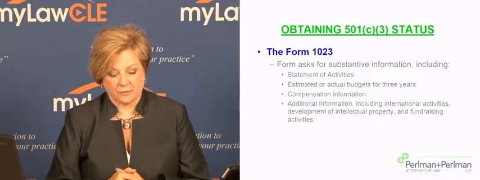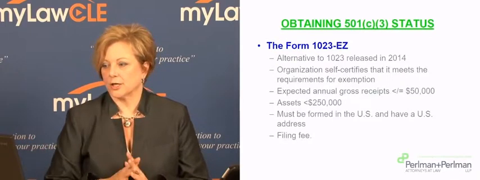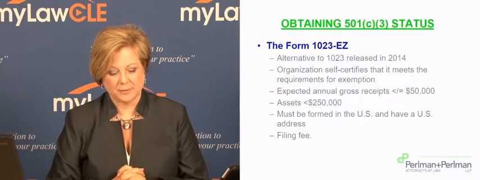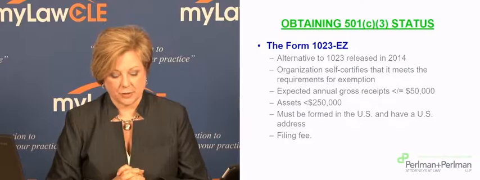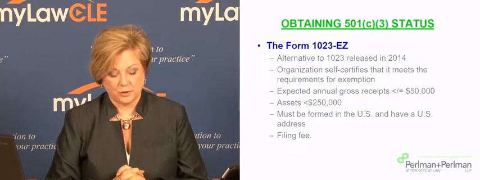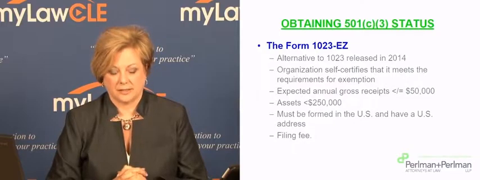So what is the EZ form? Well, it was released in 2013. It allows the self-certification. There are some organizations, however, that cannot use this process. It really is intended for the small grassroots organizations who want to get started and gradually get into the full-blown C3 status. So it has to be somebody whose expected gross receipts are less than $50,000, and they have to have assets of less than $250,000. And this is the most important: you must be formed in the United States and must have a United States address.